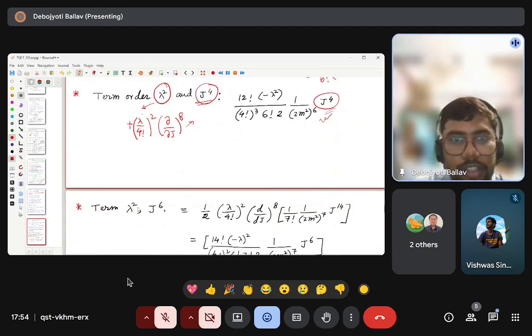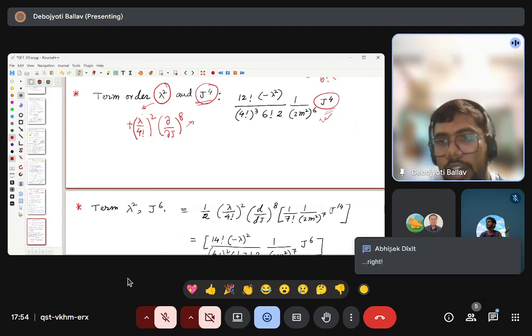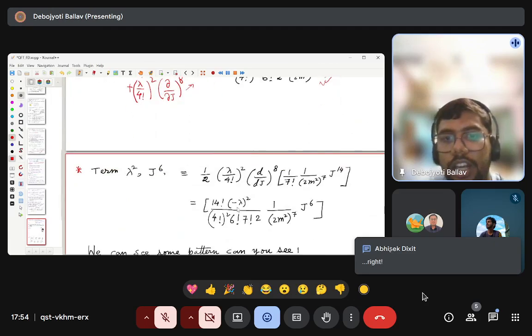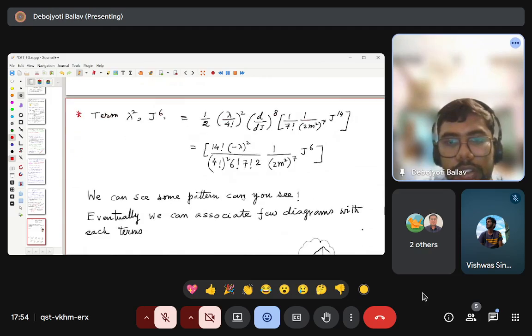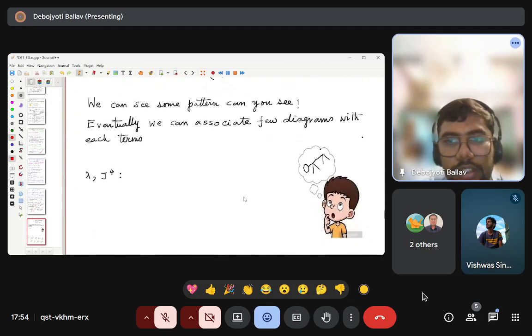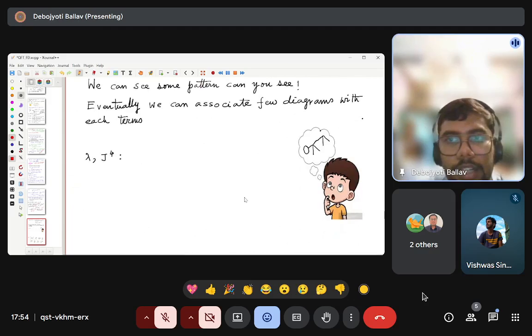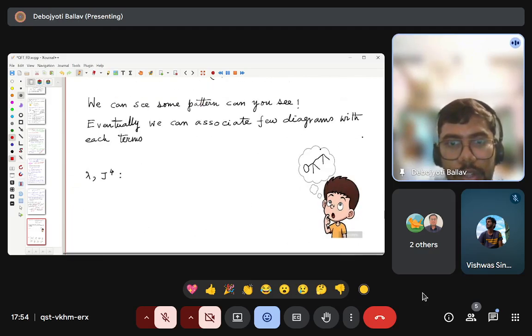Now you have a lambda square j to the sixth. So you have to take the 8th order lambda square order, and you have to take j to the 14th to get a 6, and you will get something like this. So now you can see some patterns in this, and now you can associate few diagrams, pretty looking diagrams for each and every order.